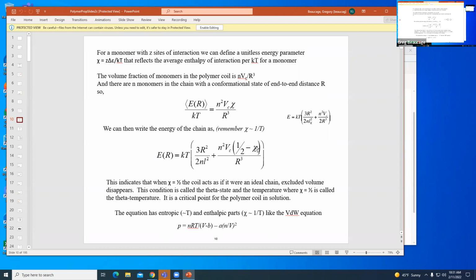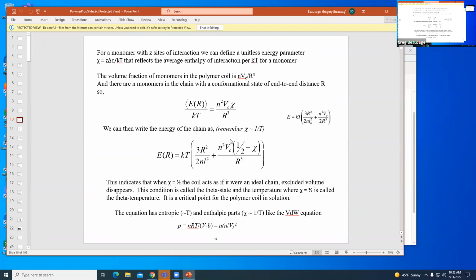And then as chi gets larger, at higher temperature, chi gets smaller, and then this will be positive, and then we have expansion. So the thing dissolves. So the bigger chi, the more immiscible it is. Right, and then as it gets smaller, as you raise the temperature, it becomes miscible. Okay, so that's the idea.